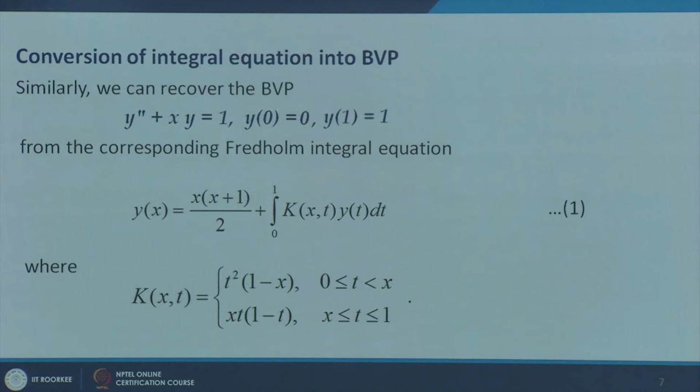Now, let us see how we can obtain from this Fredholm integral equation of the second kind the boundary value problem y double dash plus x y equal to 1, where y(0) and y(1) are both 0 at x equal to 0 and x equal to 1. So, let us see how we get this.